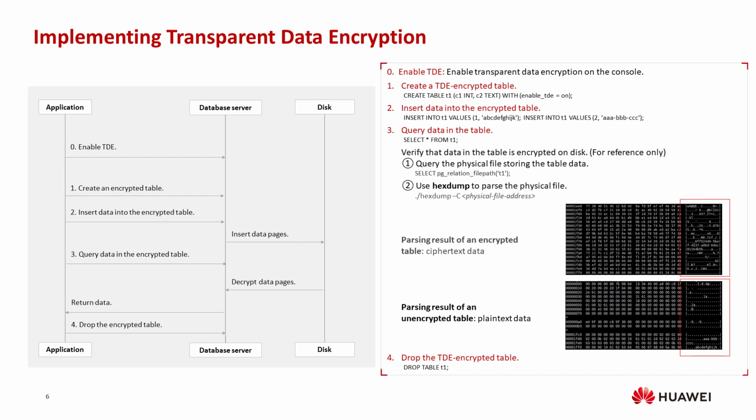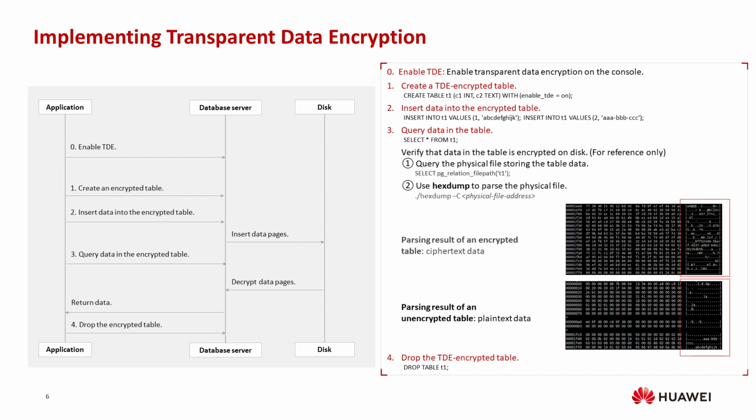When creating a table or index, simply include the with clause in your SQL statement to specify encryption. Let me walk you through an example with table T1. As shown in the example, when creating a table, use the with clause to set the enable TD parameter to designate T1 as a TD encrypted table. Then, insert and query table data normally.